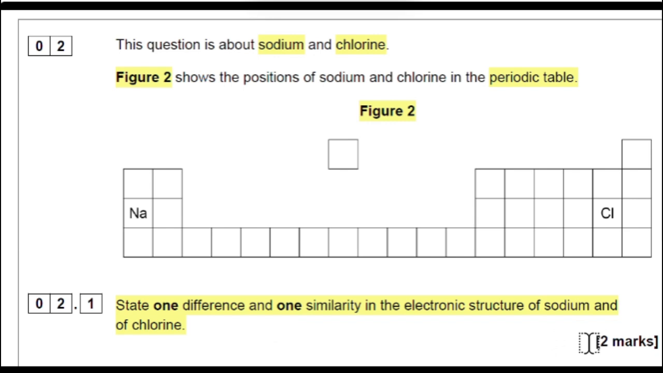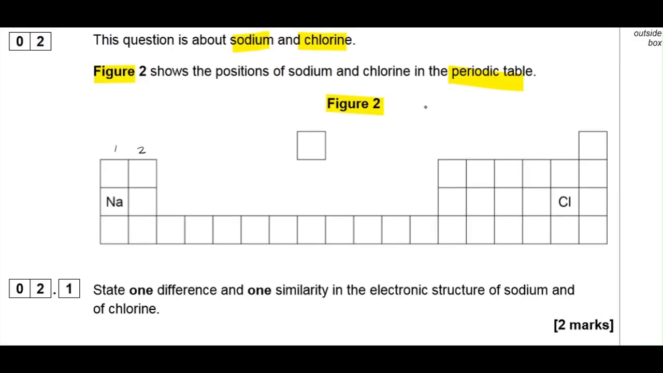So if we look across the top, we can label the groups 1, 2, 3, 4, 5, 6, 7 and 0. And we can label the periods down the side, 1, 2, 3, 4. And sodium is in group 1, and we know that's got 1 electron in its outer shell. And chlorine is in group 7, so we know it's got 7 electrons in its outer shell. A difference is different numbers of electrons in the outer shell, and we notice that the similarity is that they're both in the same energy level, or they've got the same number of energy levels.